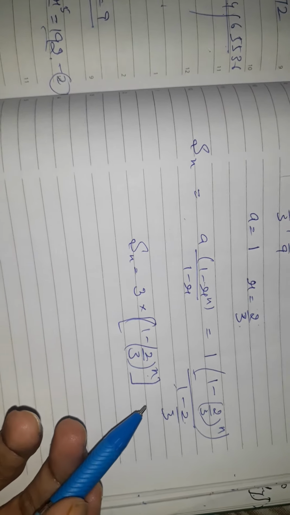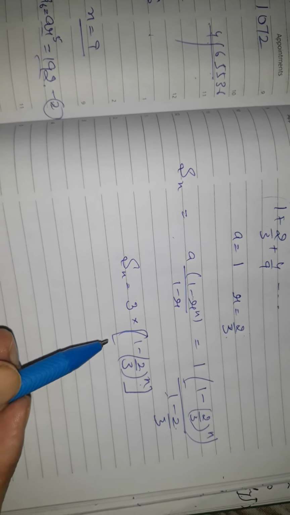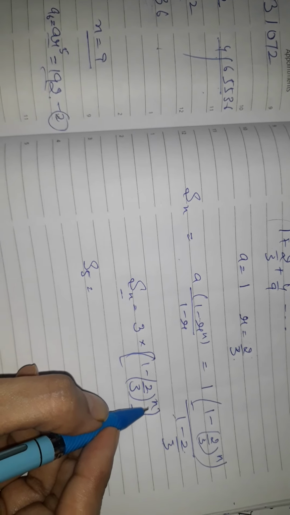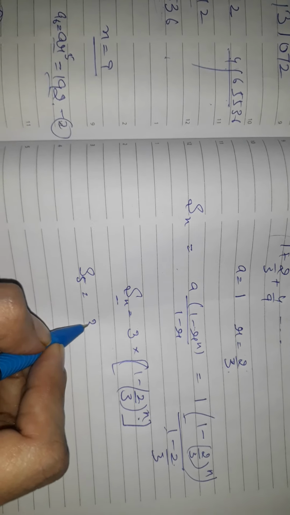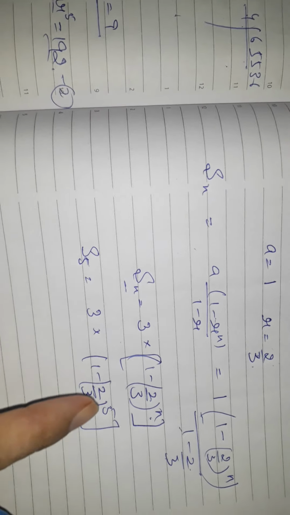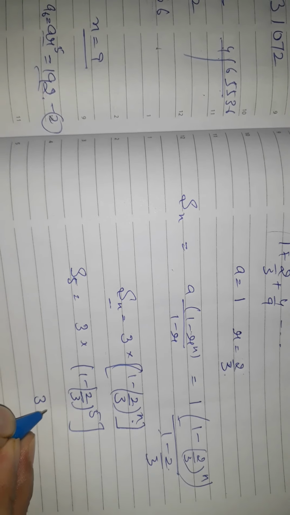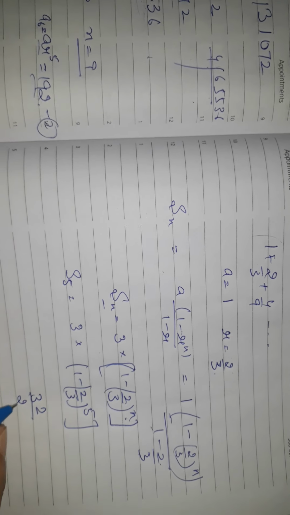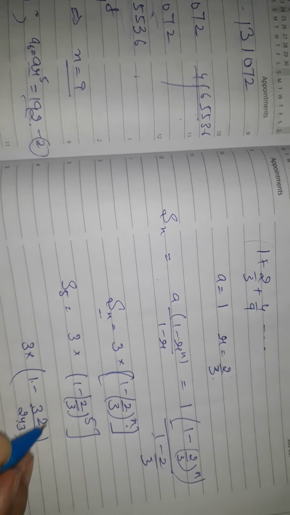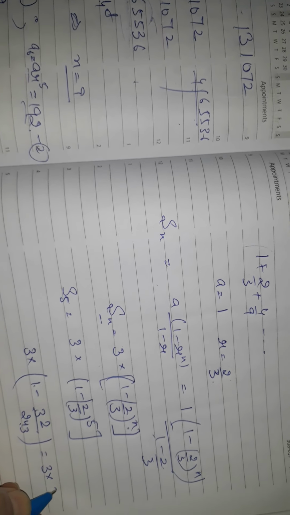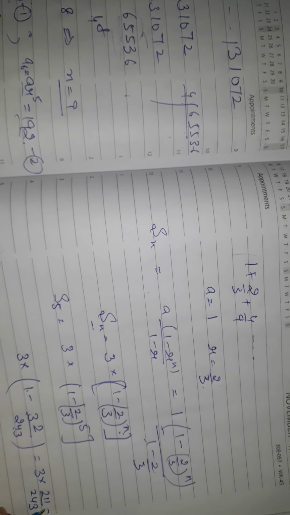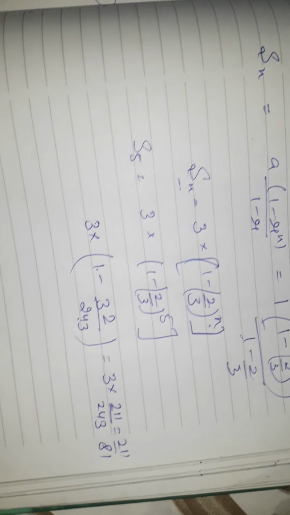But the fifth term sum you have to find out. Now he asked for the sum of 5 terms. This is the sum of n terms, but S5 is directly that if you put 5 in place of n, you can easily find out the sum of 5 terms. 3 into 1 minus 2 by 3 raised to power 5. So what do you get here? 2 raised to power 5 is 32, 3 raised to power 5 is your 243, and 1 minus this, 3 into this, taking LCM and solving it, you get 3 into 211 by 243. This will be cancelled with 81, so 211 by 81 is your answer.